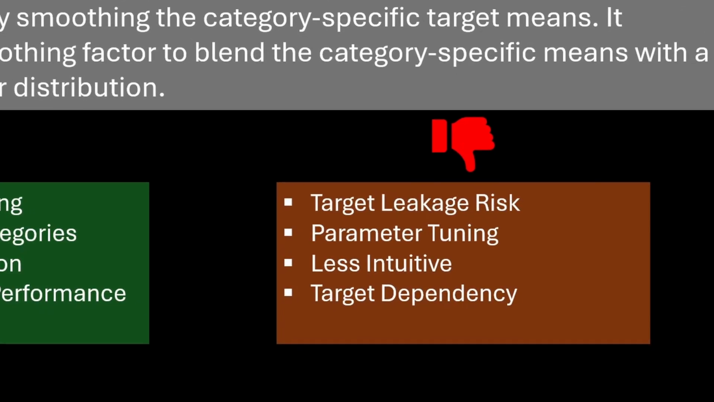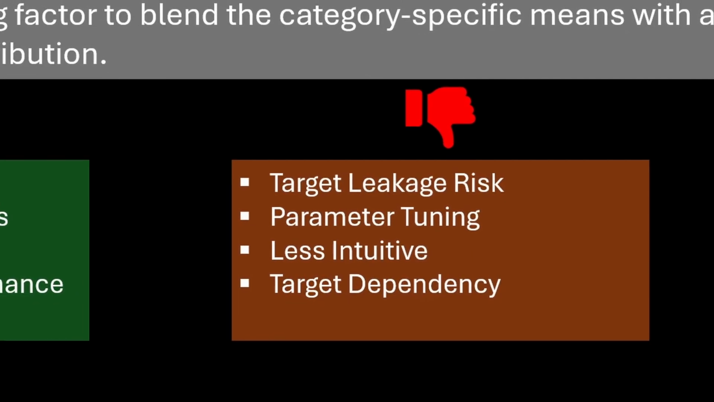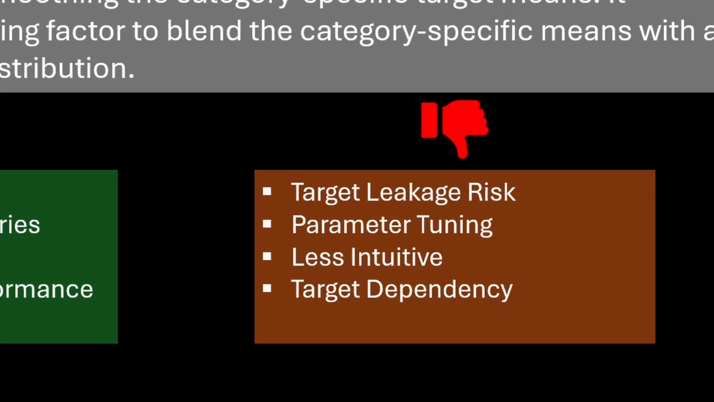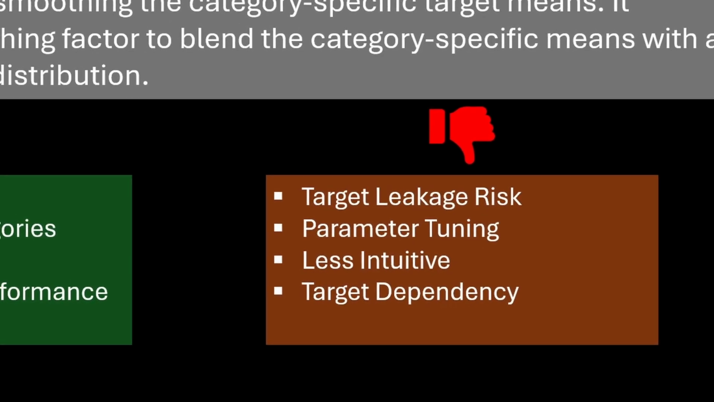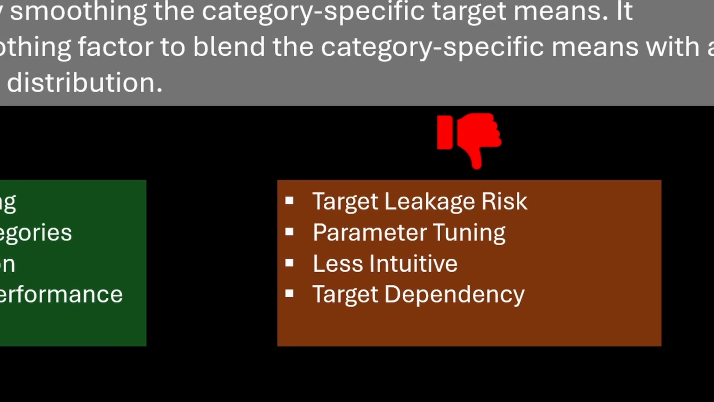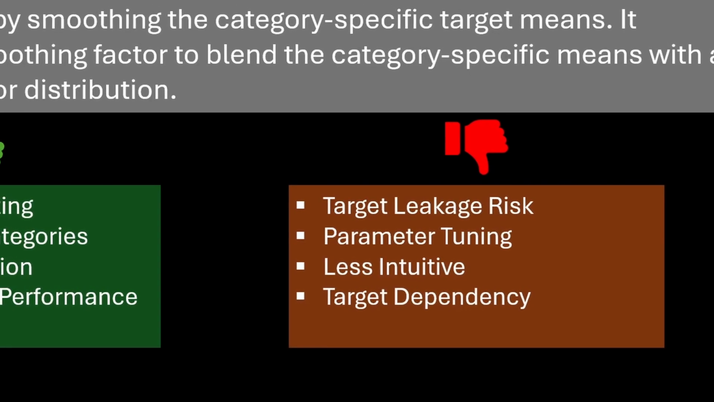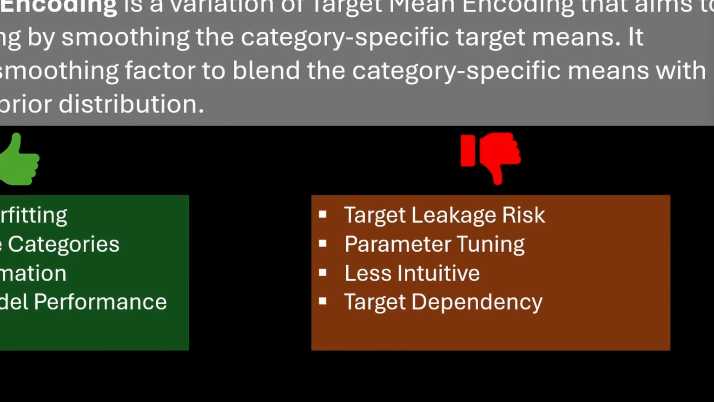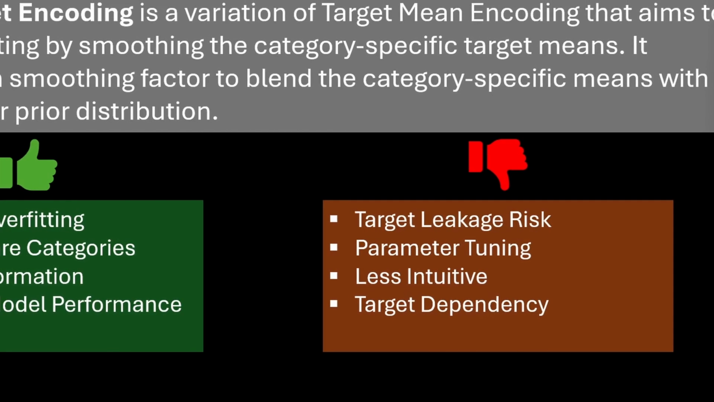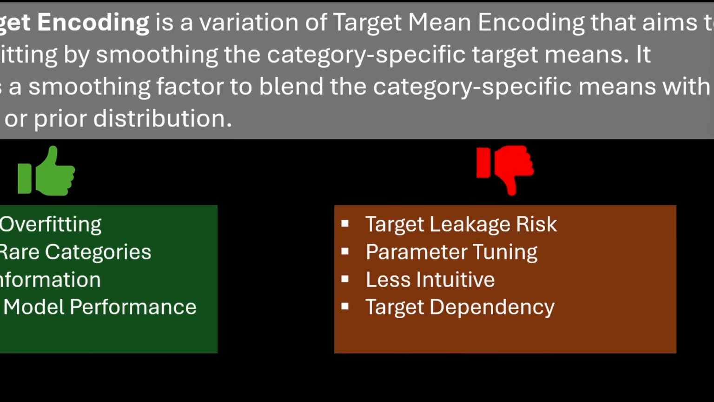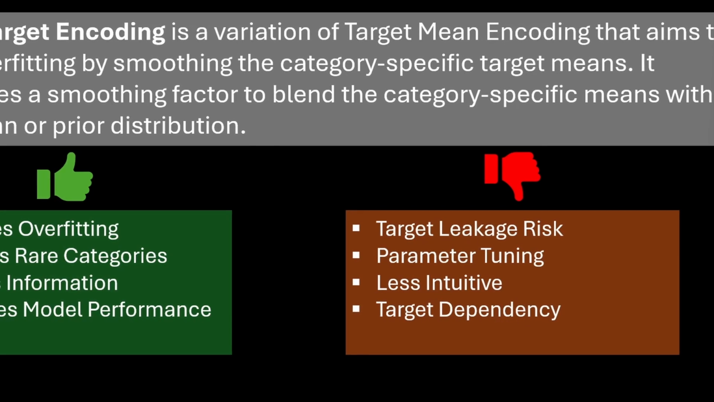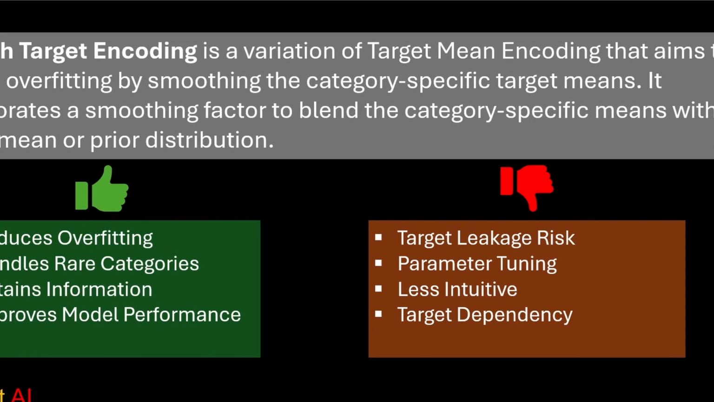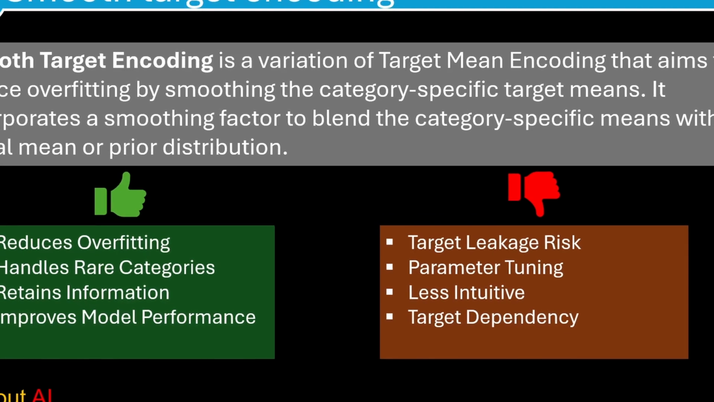Limitations to watch out for: target leakage risk. Be careful. If done improperly, it can lead to leakage, especially in a test dataset. Parameter tuning: you'll need to fine-tune through cross-validation for the best results. Less intuitive: the values it generates may be harder to interpret compared to simpler techniques. Target dependency: it only works in supervised learning, where you have a clear target variable.